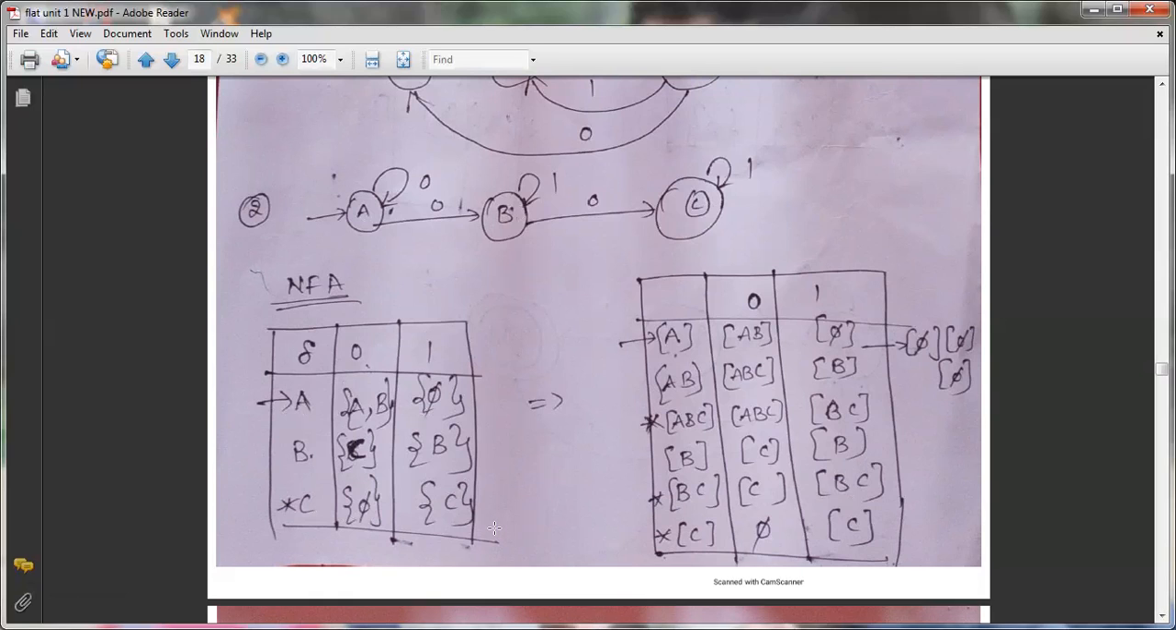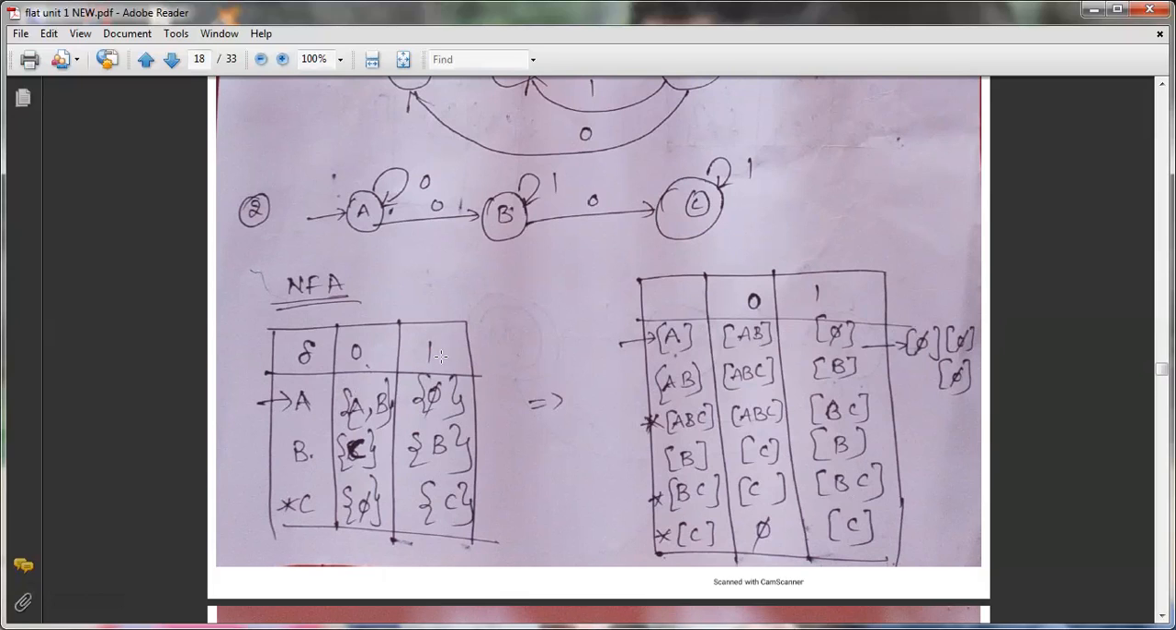Now what do I have to do? I have to draw the transition table for the DFA. So first, the initial state I will take as A. So A on 0 is going to 2 states, A, B. So I will combine both the states. Always in the DFA transition table, you represent with square brackets, whereas in the NFA, you represent with curly brackets. Okay.